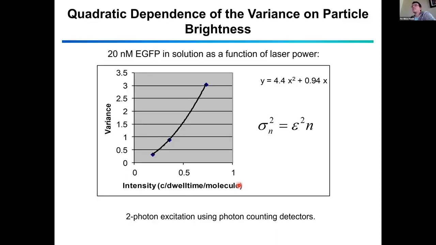Here's an example of the validation of the quadratic dependence of the variance on particle brightness. This is a 20 nanomolar EGFP solution, and to increase the brightness, the laser power was increased, which you can do very precisely in a very controlled way. Then the variance was calculated, and you see it fits this parabolic shape, the dependence on the square of the brightness that you would expect.